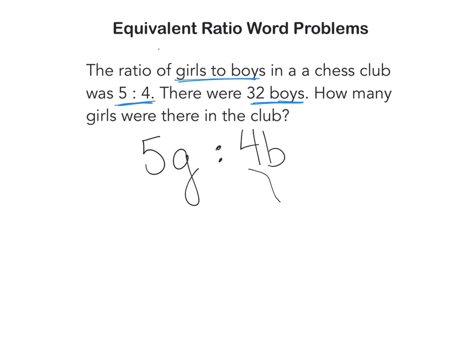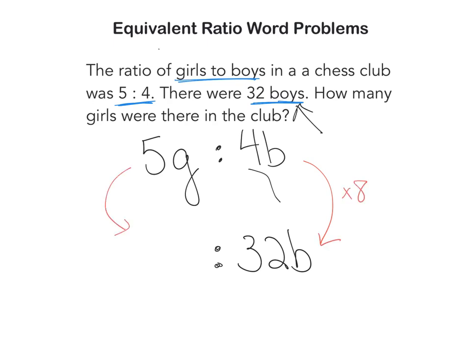And then I would look, what do I know about the new ratio? Well, in my new ratio, I have 32 boys. So I'm going to write my 32 boys. Once again, these labels have to line up, because they're talking about boys over here, so the boys need to be on the right side. Then you need to look, how do I get from 4 to 32? Times 8. So on this side, I also have 5 times 8. You should know 5 times 8 is 40. So we would say, I have 40 girls in the chess club.